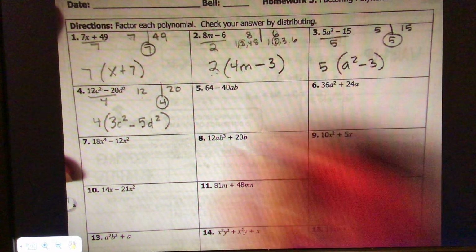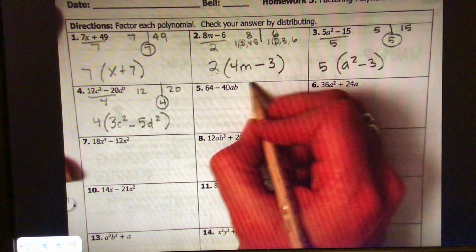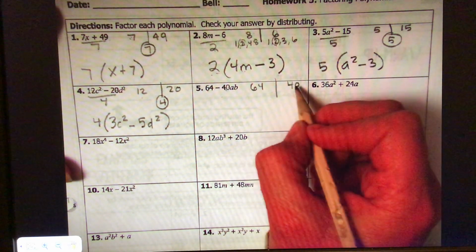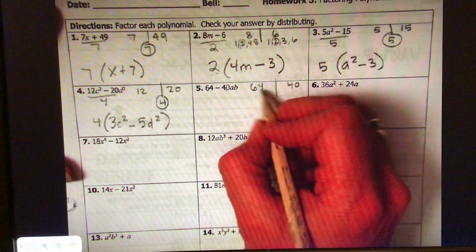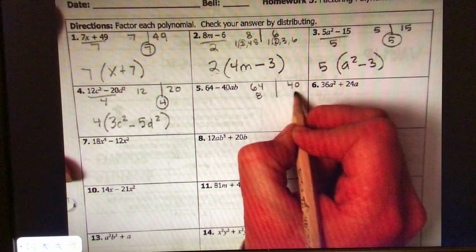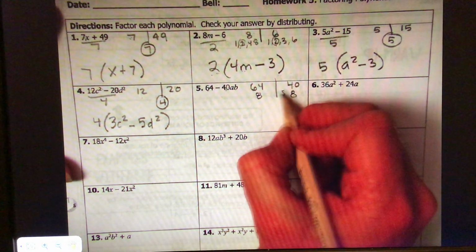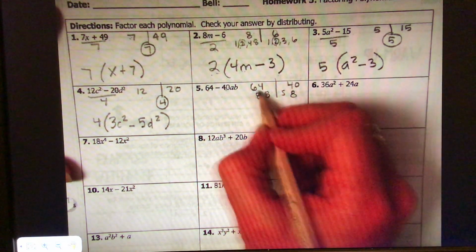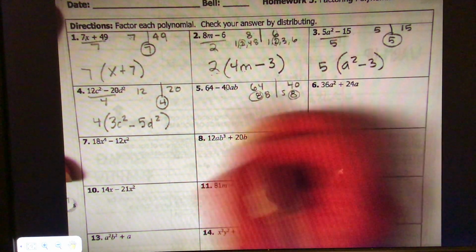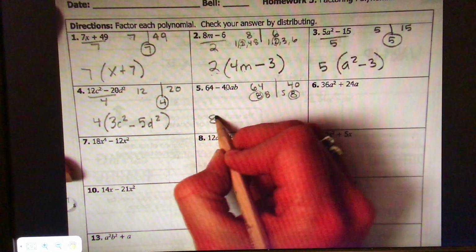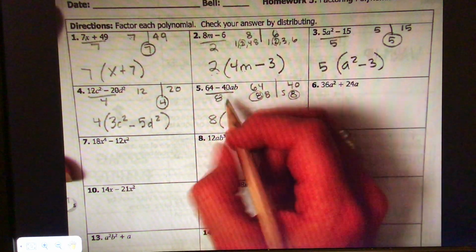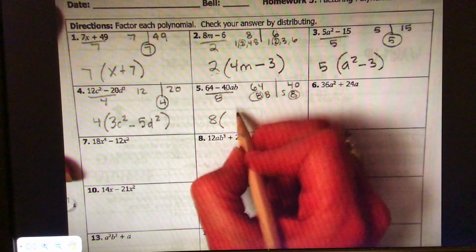Okay. 64 and 40. I could work it all out. I know that 8 squared is 64 and 8 goes into 40. That's going to be my factor. I could keep working it out, but I kind of know it's 8. Anyway, 8 goes outside, all over 8. 64 divided by 8 is 8.